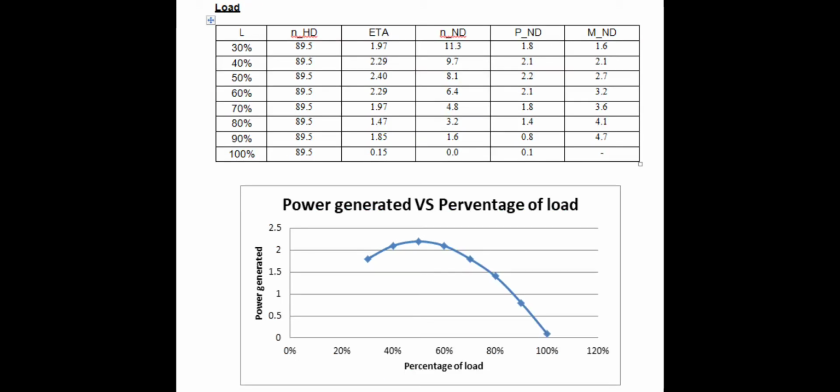Based on graph 2, it shows a slight increase in the power generated from 30% till 50% of load. As the load reaches 60%, there is a steady decrement till it reaches 100%. The power generated is 0.1 kilowatt at 100%. The higher the percentage of the load, the less power is generated.